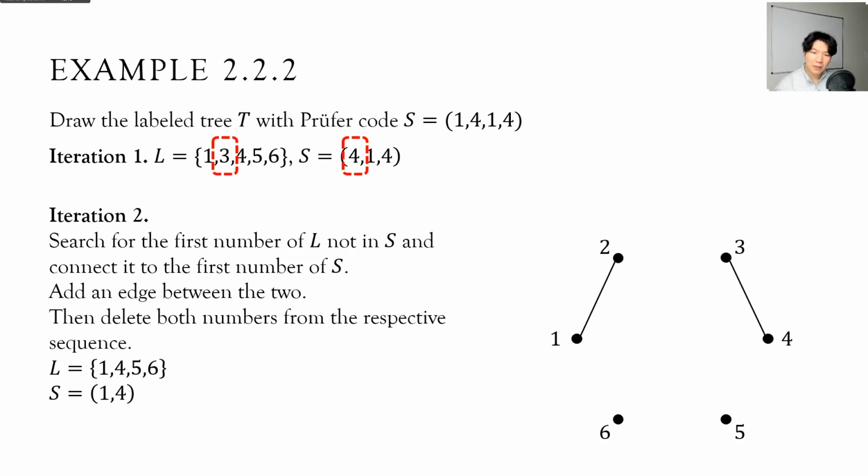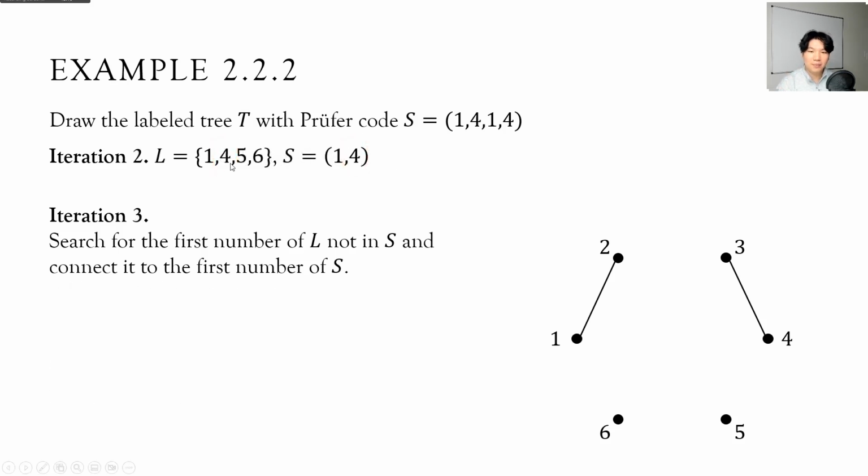Continuing from here, let's do iteration number 3. Once again, I'm going to copy down this data from iteration 2 on top. I have 1, 4, 5, 6, and 1, 4. And I repeat my process. I look at L. What's the first number that we see that is not in S? If I look at this, I should see the number 5 does not belong to S. And the first entry of S is 1.